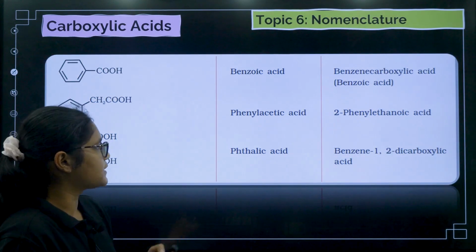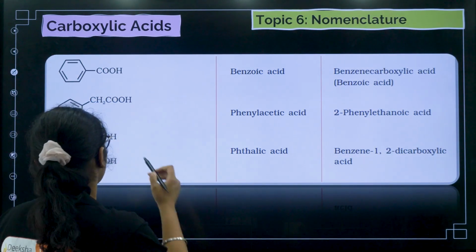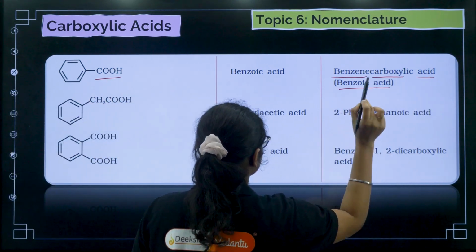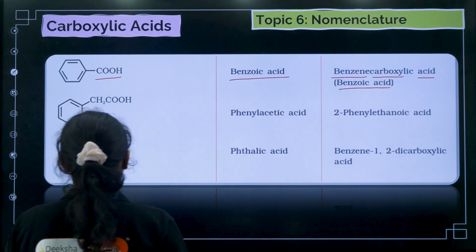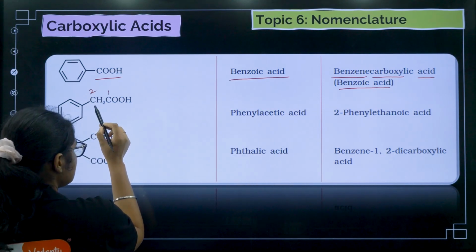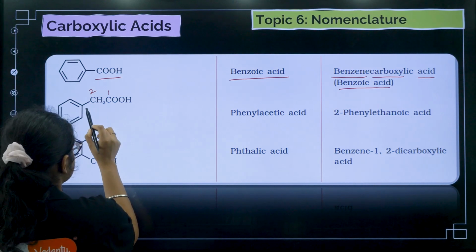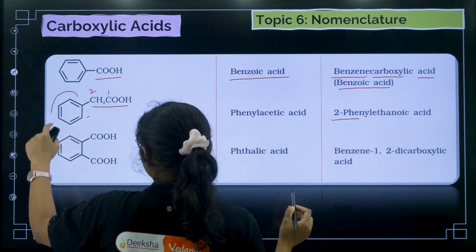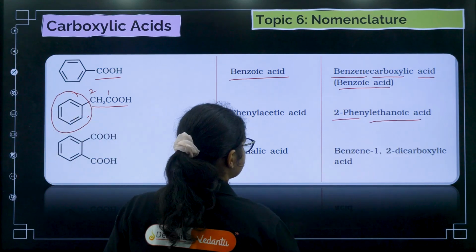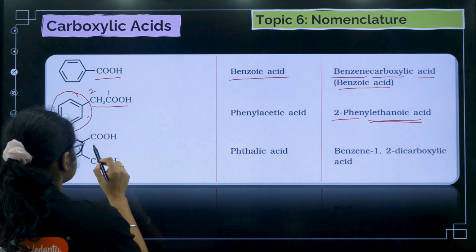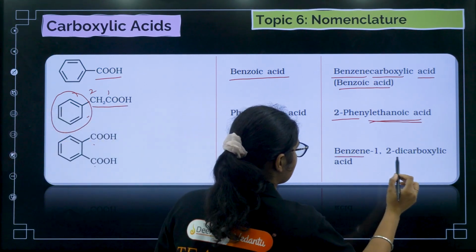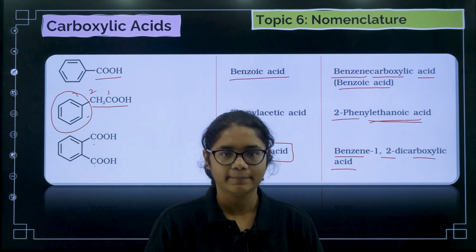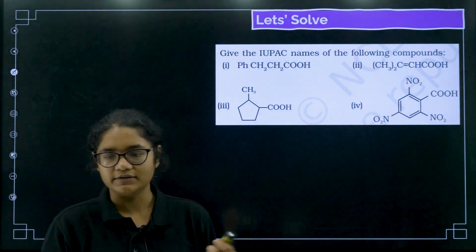Fine. Next, coming to the aromatic acids. If you have a benzene ring with a COOH group, we call it benzene carboxylic acid, or you can call it benzoic acid. The common name is also benzoic acid. Next, if you have this one, 1, 2, this is phenyl acetic acid. The phenyl group is attached to acetic acid, and the IUPAC name is 2-phenyl. On the second position we have the phenyl group, so 2-phenyl ethanoic acid. Next, this is 1,2-dicarboxylic acid, so you have benzene-1,2-dicarboxylic acid, or the common name, which is again very important here, phthalic acid.